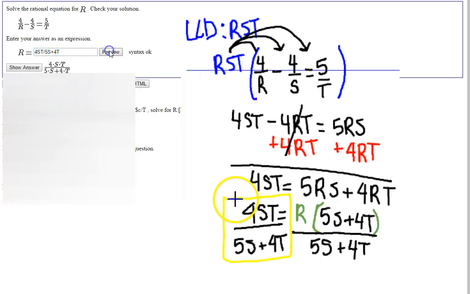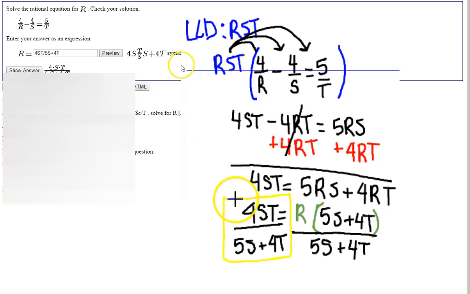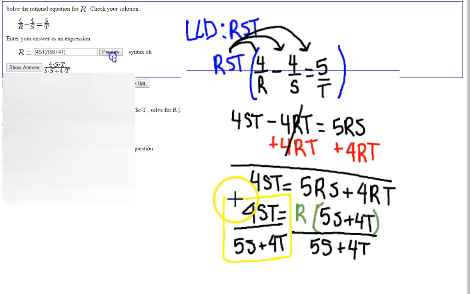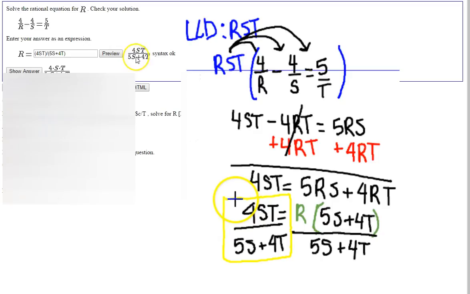But if you click preview, this is what IMathAS thinks you're saying the answer is, because it's following order of operations, okay? So you have to distinguish for IMathAS, just like if you're using a calculator, the graphing calculator, what your numerator and what your denominator is. So I'm going to put parentheses around the numerator and parentheses around the denominator. Now press preview. Now my answer is correct.